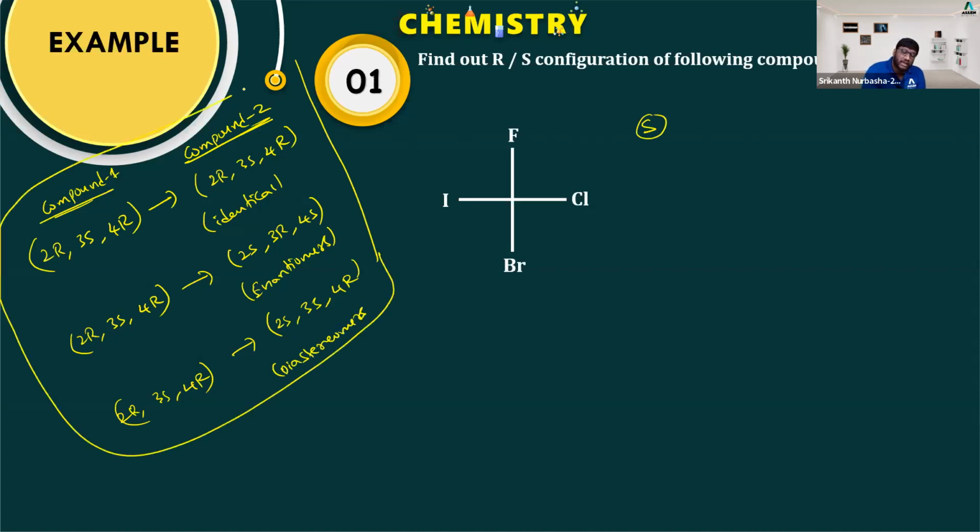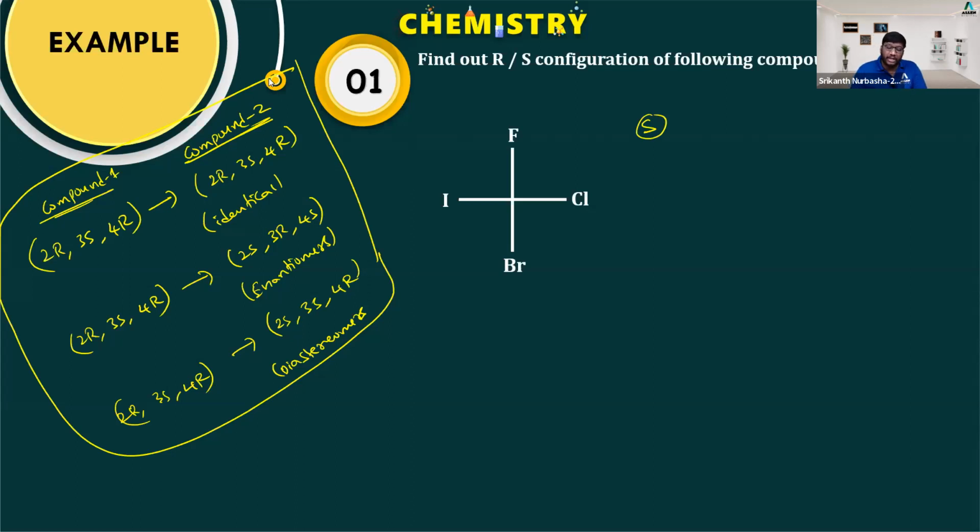Everyone got this or not? Whenever I have given two 3D molecules to you where everything is the same, they are not structural isomers. They have the same structure, with a difference only in the position of groups. In that case, how do we figure out whether compound 1 and compound 2 are identical, enantiomers or diastereomers? We have to look at the configurations at all the chiral centers.